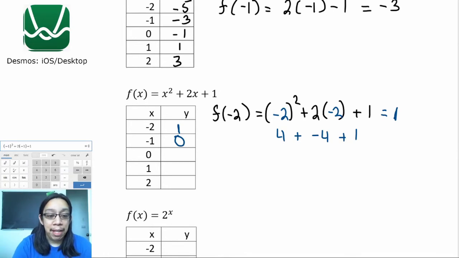Let's go ahead and evaluate 0, 1, and 2. So from here, what we're basically going to do is just change the input to the new input. So this time this is going to be 0, and then this one is also going to be a 0. What's our result? It's +1. So here, this is going to be a +1.